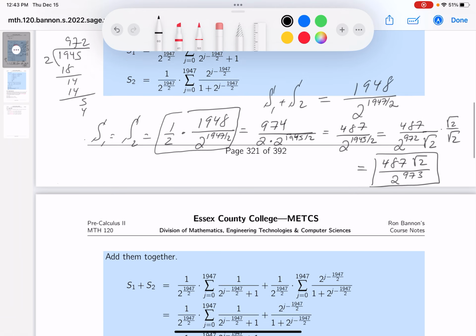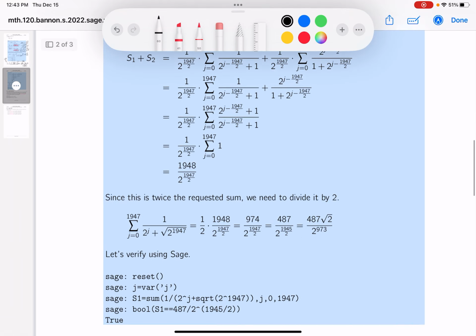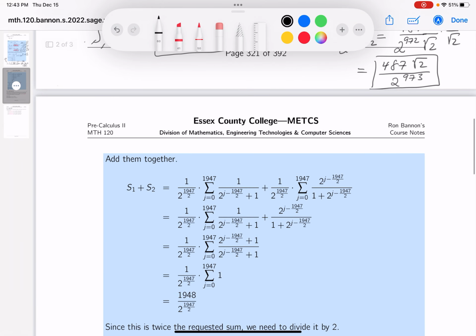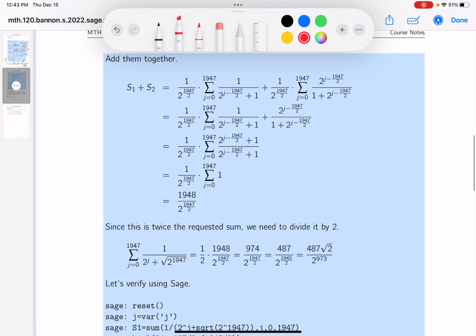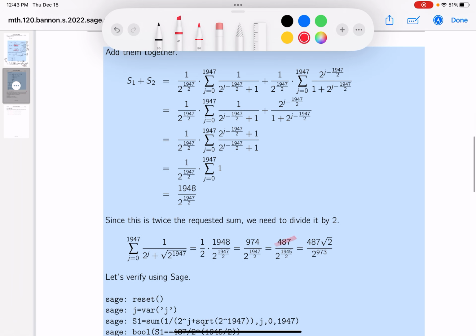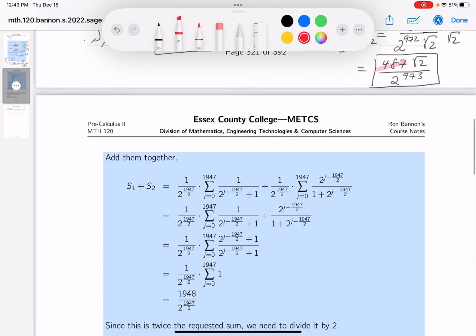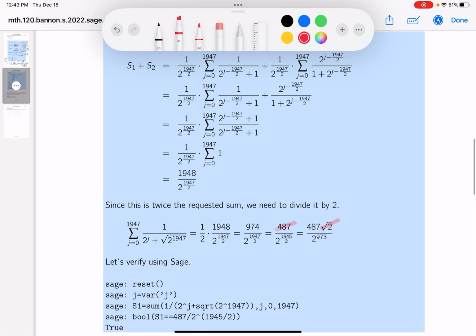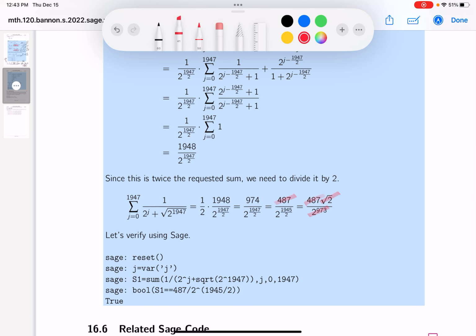All right, let's go to the key, see how we did. I want to see if I got those numbers. 487, the square root of 2, I got that. And 2 to the 973. Yeah, we're doing okay. We got everything we need. I'm always concerned: did I make a mistake somewhere? Did I misunderstand something? Did I make a mistake with exponents, which is a typical problem I have and other people have? I make mistakes.